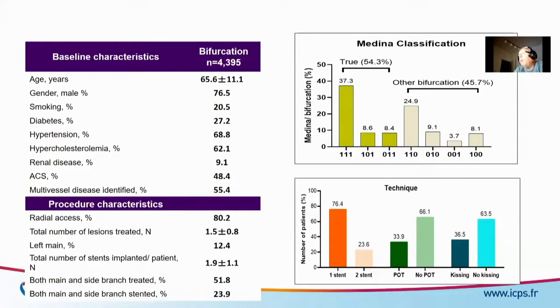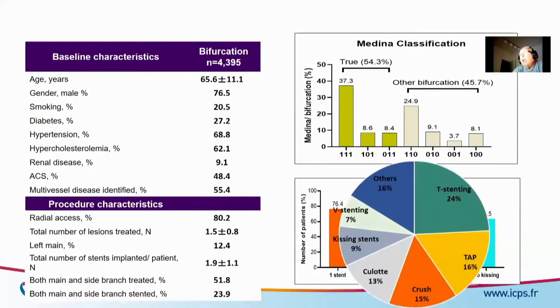Just to remind you the situation of POT at the time of enrollment in terms of recommendation. And kissing balloon was 36%. When two-stent technique was used, it was mainly T-stenting or TAP, followed by crush and culotte.